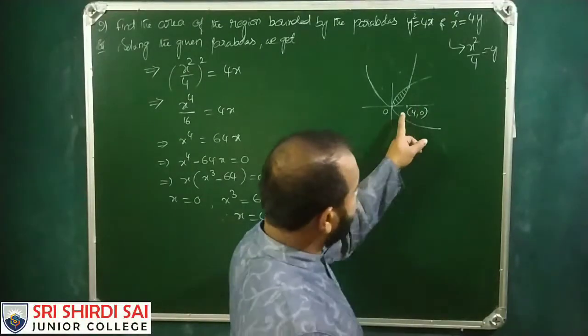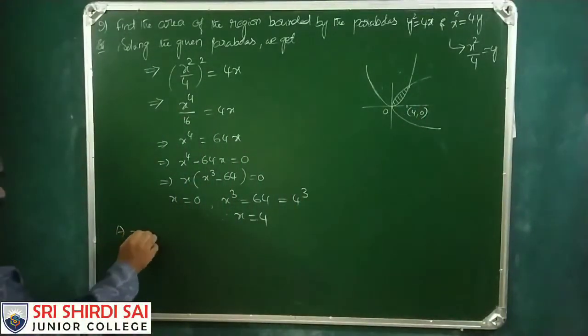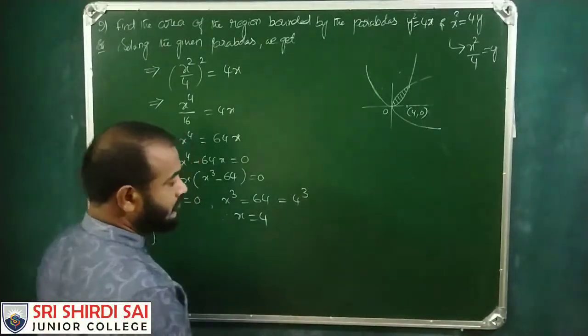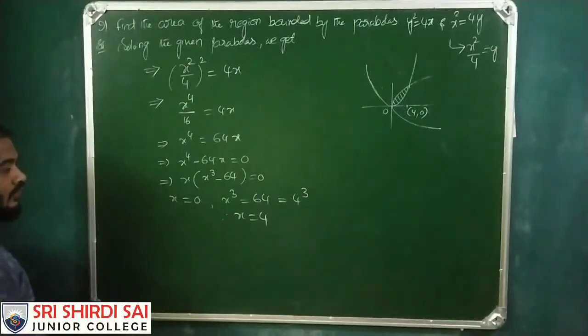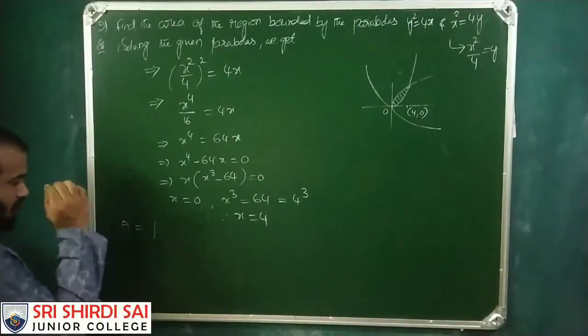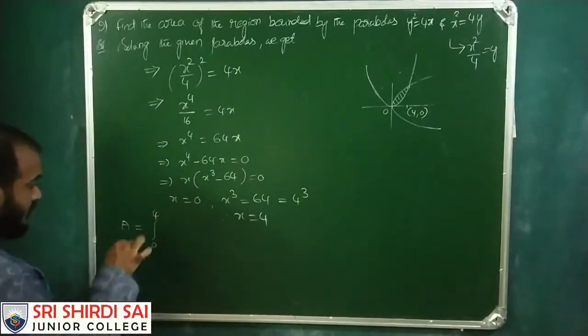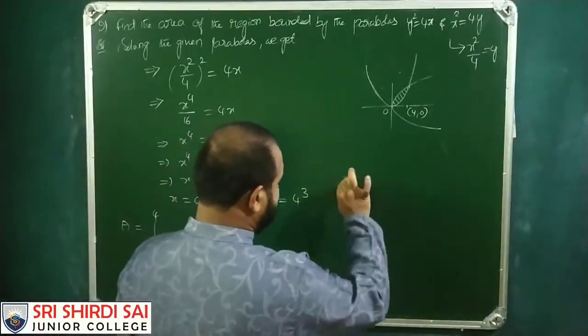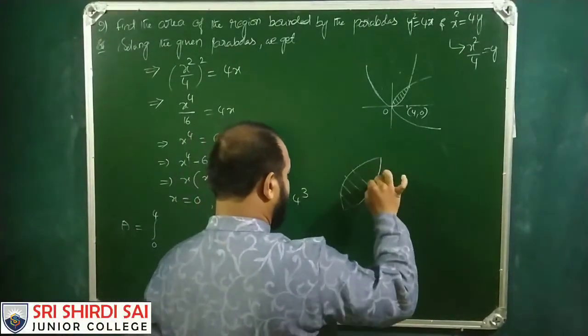On the x axis, the y coordinate is 0. So therefore the area A is equal to the integral from 0 to 4. So see this. This area is what we need to get, right?